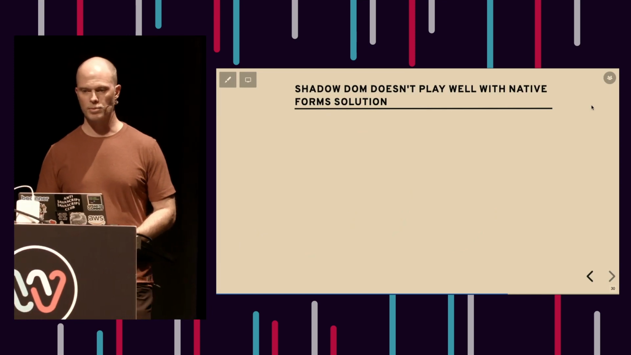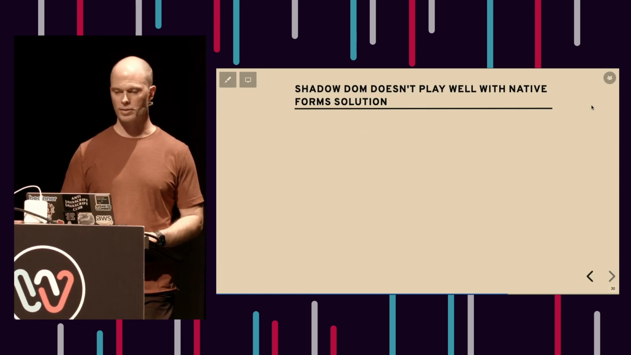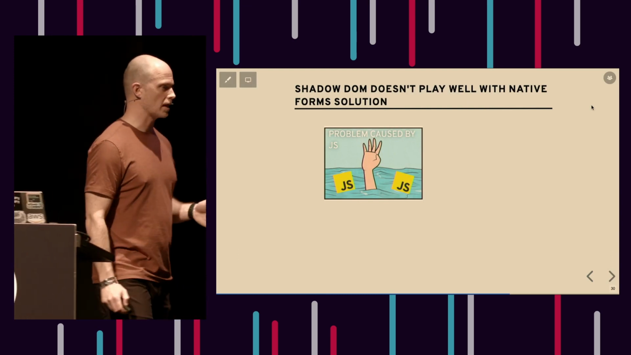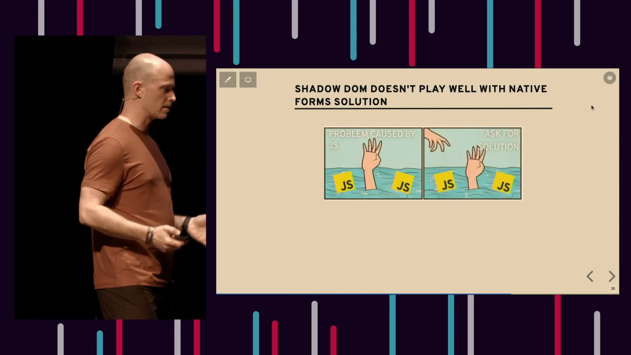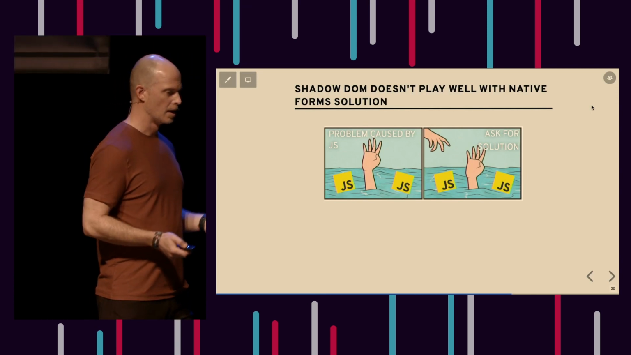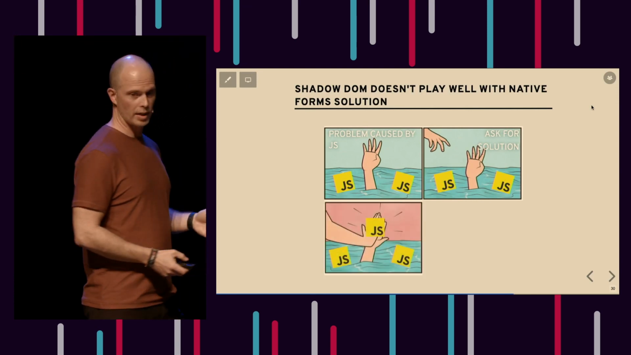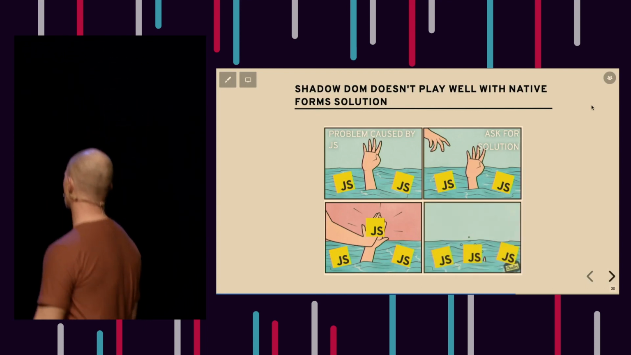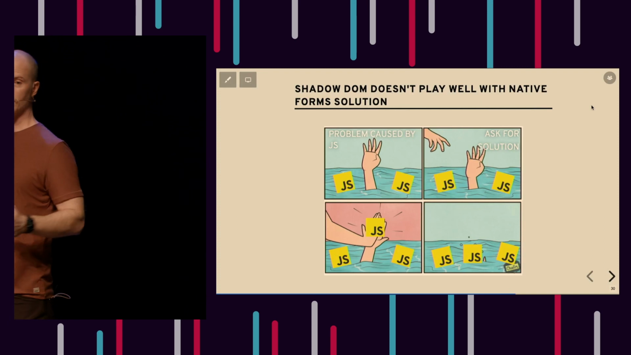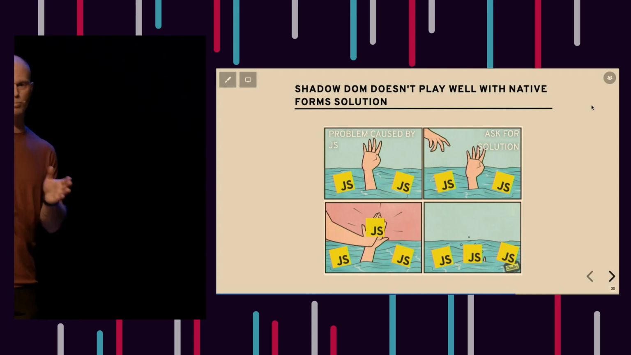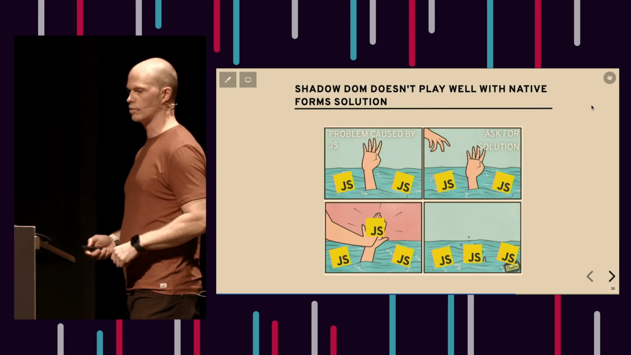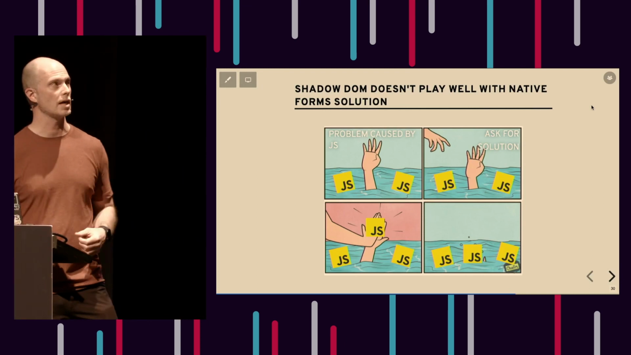All right. Now, when the shadow DOM doesn't play well with native forms, how do we go about solving something like that? Well, this is a problem that was caused by JavaScript. So as maintainers, we ask for a solution. The browser vendors give us the solution, and then we just die. Yeah, the solution for a problem caused by JavaScript is to pour more JavaScript into your pages, which is not really what we want. We want things to work without JavaScript.